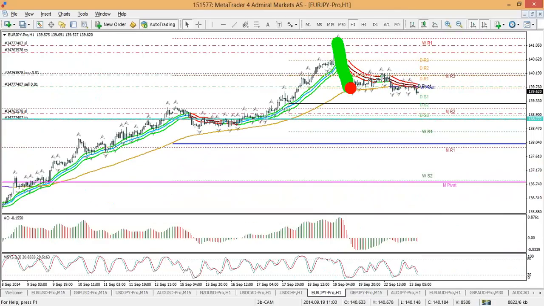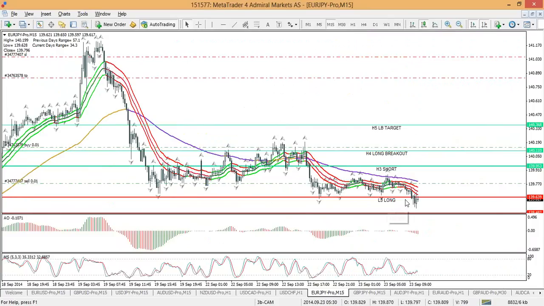Now that it broke, the bear flag was a bear flag and another bear flag, and this could be breaking towards the support level somewhere in here. So that looks like a potential breakout as we speak. We have price below the L3 with bearish moving averages. That's exactly what we're looking for.